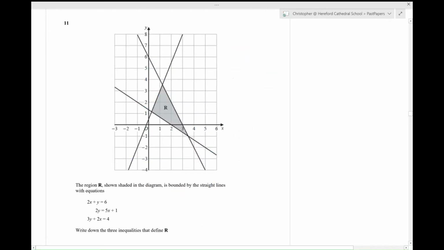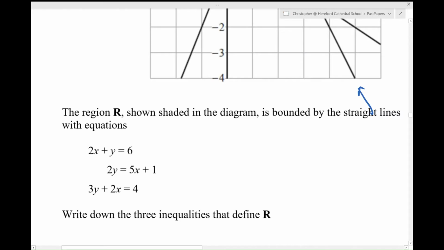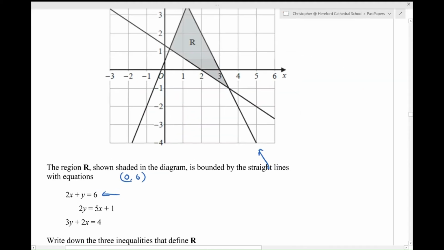11. Now, the first thing that we need to do here is to work out which line is which. So I'm going to start off by looking at this line here. Now, I see that line has the point 0, 6. So I just need to see which of these equations is satisfied by x is 0 and y is 6. And the answer is that that's the top one. So that line is the line 2x plus y equals 6.